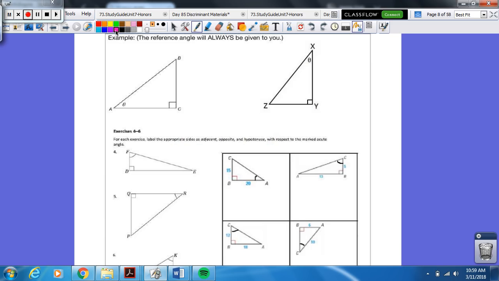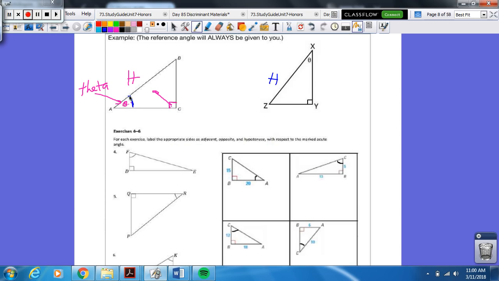Alright, the reference angle will always be given to you. Here's the reference angle, that's theta right there. That's pronounced theta, a Greek letter, meaning that this is the angle that's indicated. The first thing I always label is my hypotenuse. Opposite the right angle is my hypotenuse. That's always locked in. Always, always, always do that. That's the easiest one to identify.